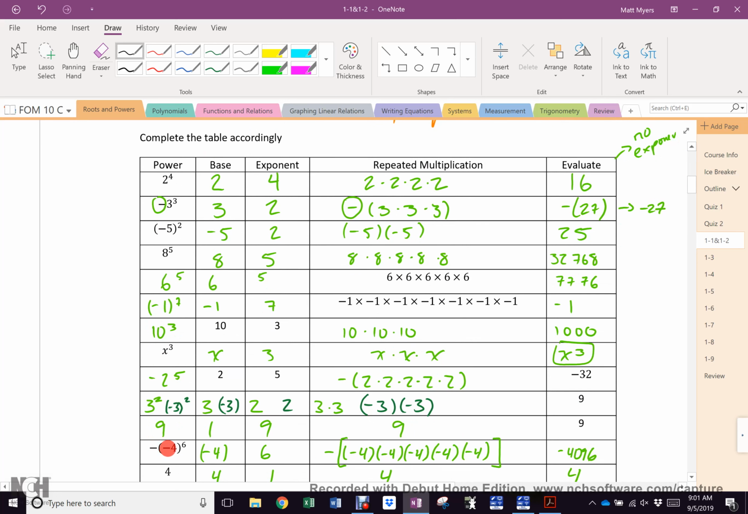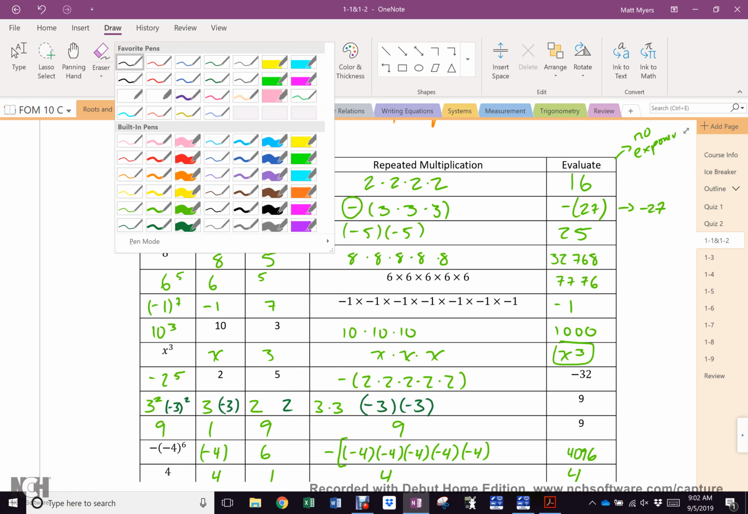Negative, then a negative. So the base is still negative 4, so negative, negative, negative, negative, negative. Right? Shouldn't be a negative there. 5 negatives. Oh, wait, 1, 2, 3, 4, 5. There should be a sixth. Whew, how embarrassing.